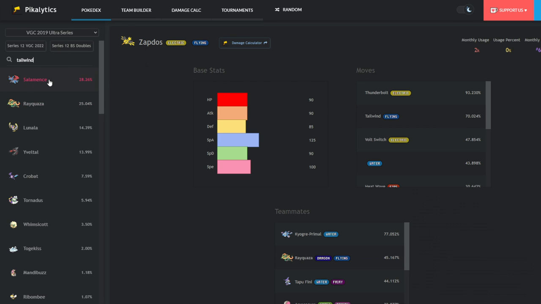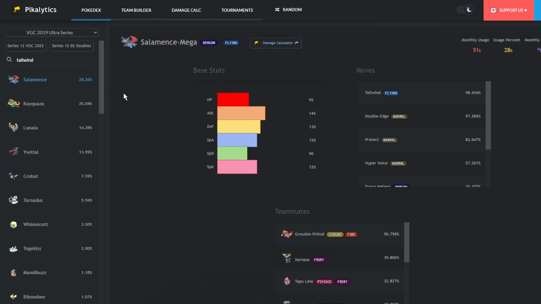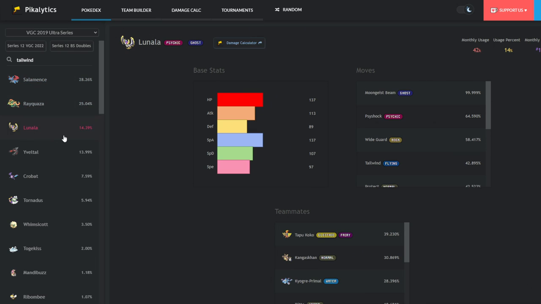We go into the old days, we saw stuff like Mega Salamence running Tailwind, Rayquaza wouldn't usually do it, Lunala would sometimes do it, you would never see that nowadays. Tailwind Lunala is just objectively not very good.